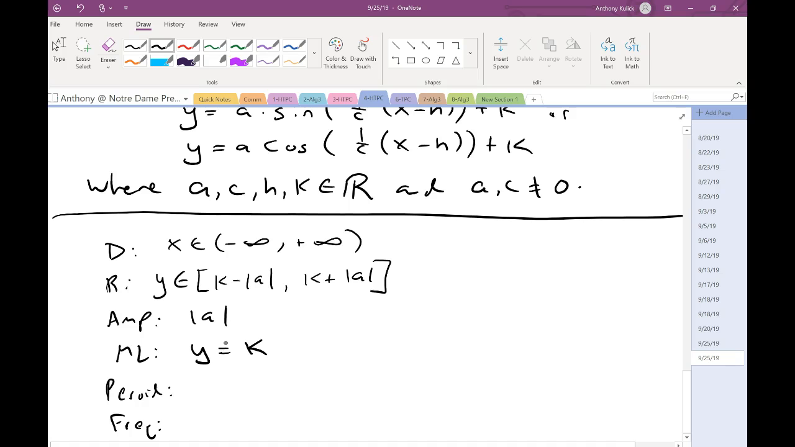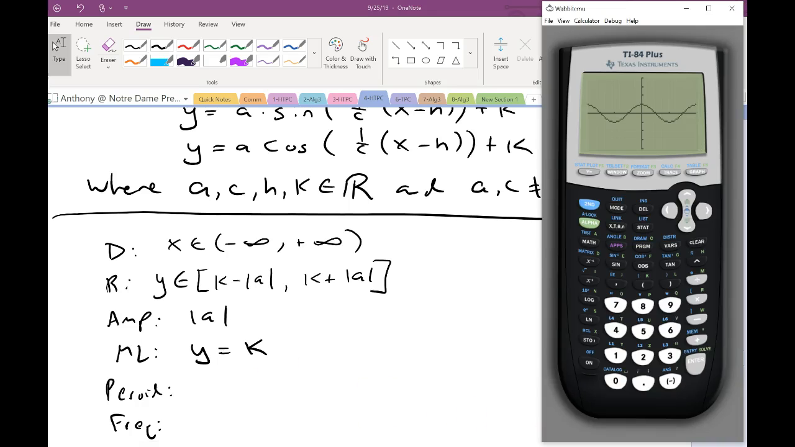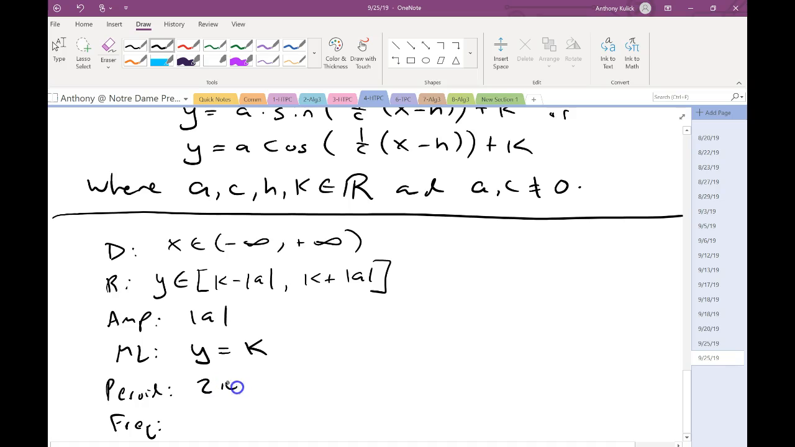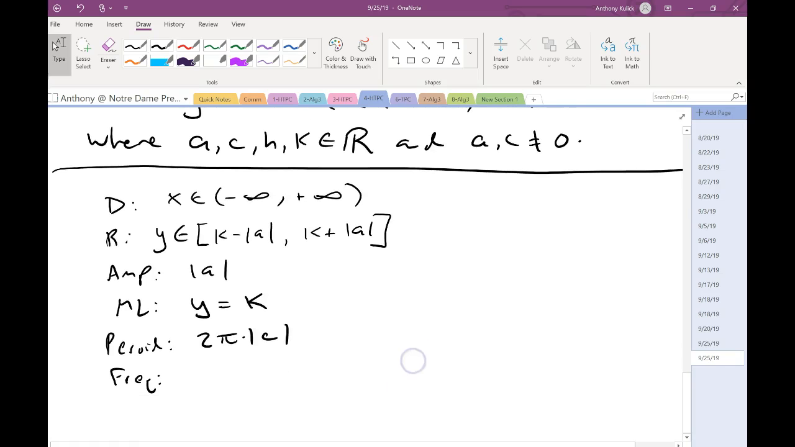Which of the coefficients is going to affect the period? Which direction? Horizontal stretches and shrinks would affect the period. Which coefficient controls the horizontal stretch or shrink? The c. So the period is just going to be 2 pi times the absolute value of c. And then we said the frequency was just the reciprocal of the period.